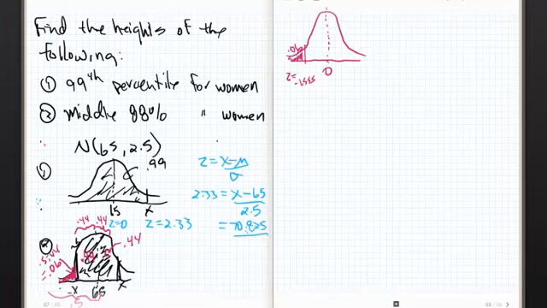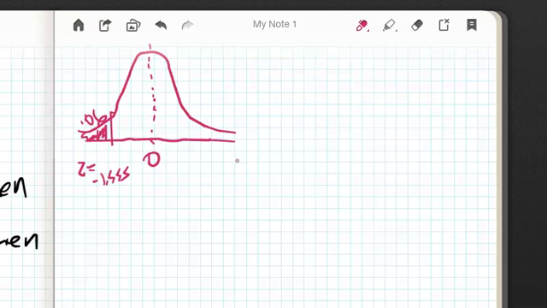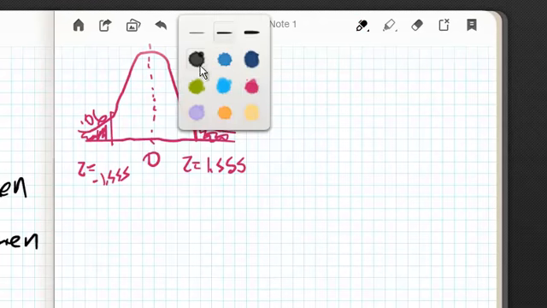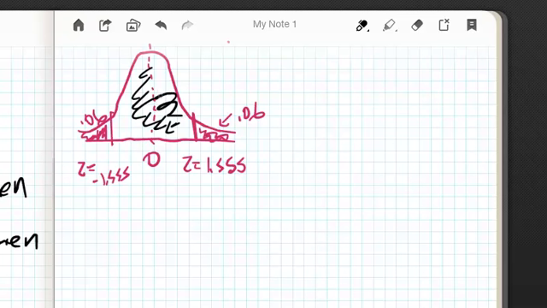Okay, now, remember, it's symmetric. We got this symmetric property, which means that if this is z equals negative 1.555, then this right here is z equals positive 1.555. And the area out here must also be 0.06, which implies that the area in between is, ta-da, it's got to be 0.88, which represents the middle 88% of women. Problem is we haven't answered anything yet. I need to know what that height is.